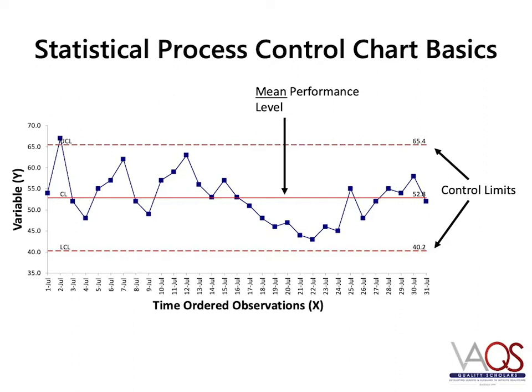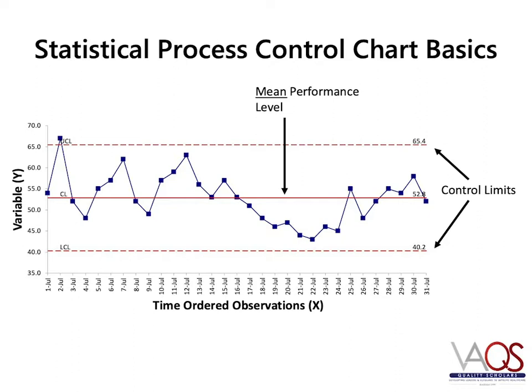However, one of the key distinctions between the run chart and the statistical process control chart is that the run chart uses the median as the line of central tendency, and the statistical process control chart uses the mean or the average of the data as the line of central tendency.